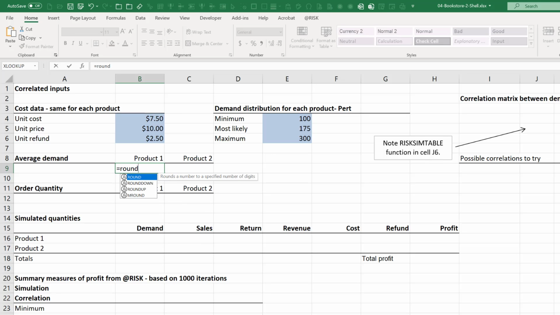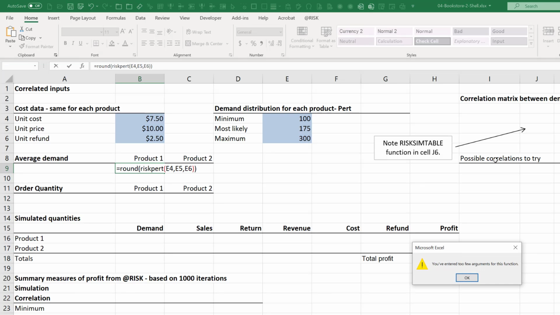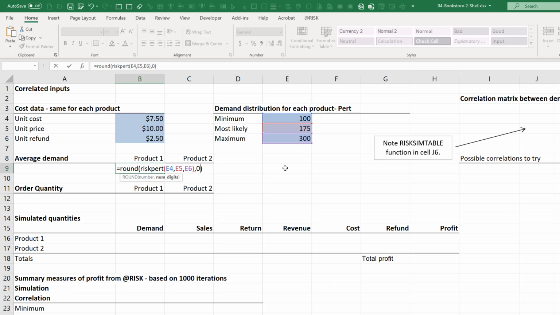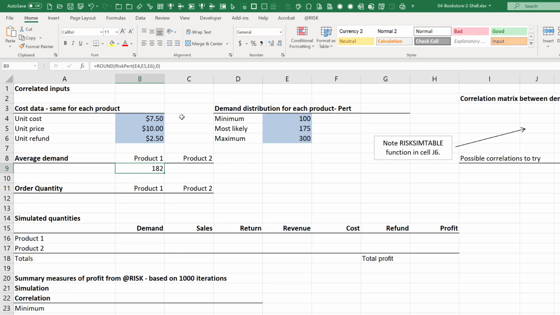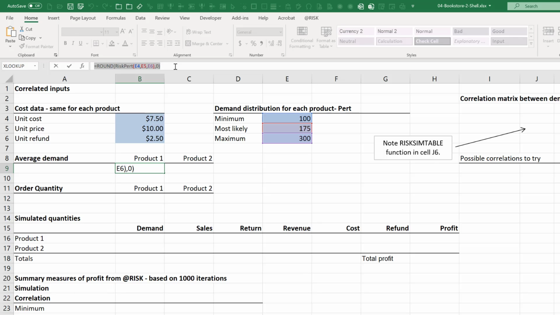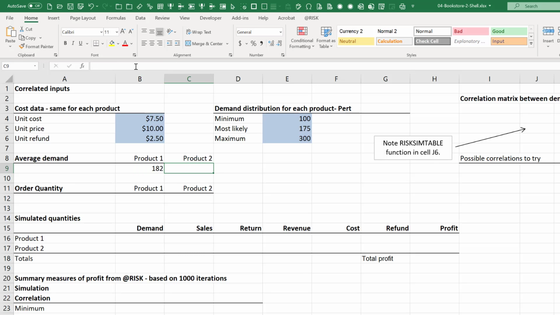like this. So suppose we say round, risk PERT, minimum, most likely, and maximum. Now, since I have a round, I need to specify how many digits. So 0 digits. Now I'll go into edit mode, copy it, and paste it here. So you have the same formula here. So it's coming from the same probability distribution.